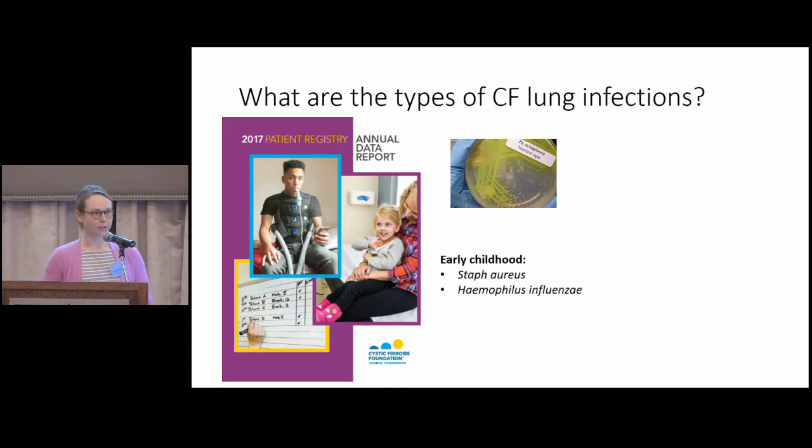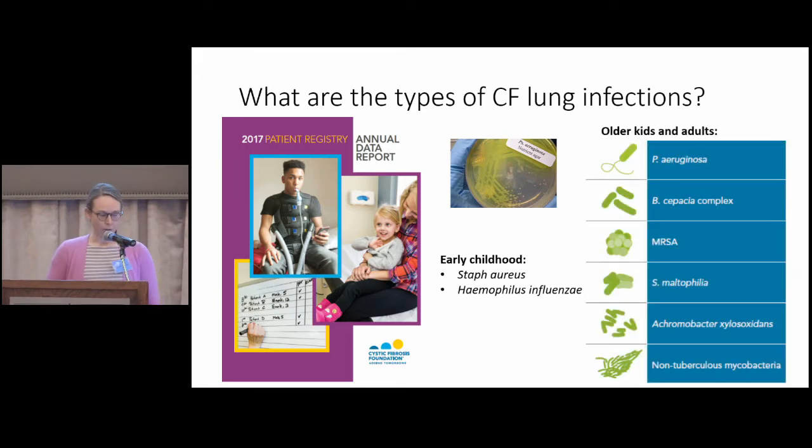And from these data, we've tracked the rates of infection in people with CF, the different types of infection, and how these rates vary across the age span. So we know that in early childhood, the most common infections include bacteria such as Staph aureus and Haemophilus influenzae. And then as people get older, kids, teenagers, and adults, the infections that become the most common include some of these bacteria you might hear people talking about. So Pseudomonas aeruginosa, Burkholderia cepacia complex, MRSA or methicillin-resistant Staph aureus, Stenotrophomonas maltophilia, Achromobacter, and then the nontuberculous mycobacteria or NTM.